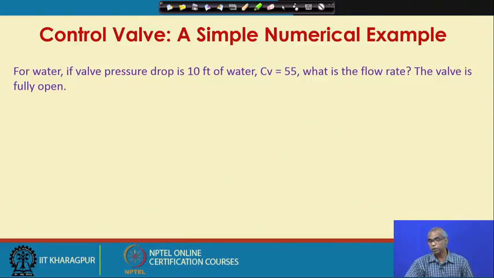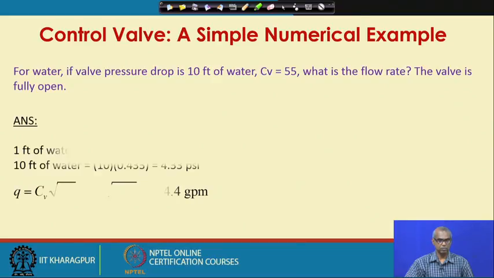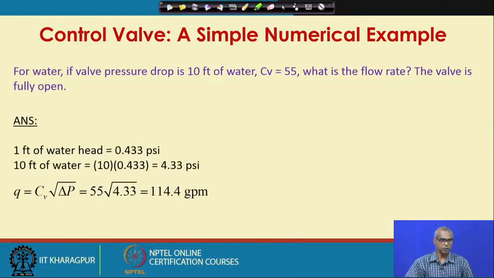Let us look at a very simple numerical example. For water, if valve pressure drop is 10 feet of water and CV equal to 55, what is the flow rate? Assume the valve is fully open. So, it is a straightforward application of flow rate Q equal to CV into square root of delta P. 1 foot of water head is 0.433 psi. So, 10 feet of water equals 10 into 0.433 equals 4.33 psi.